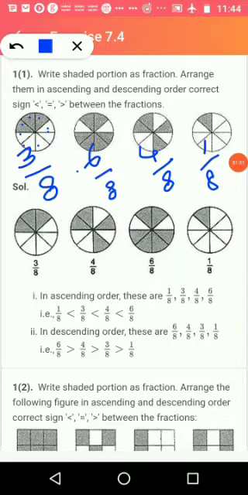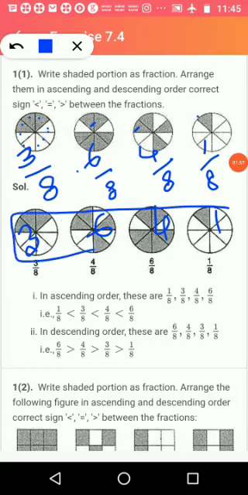So when we try to place this in ascending order, what do we do? We will compare the numerators. So which are the numerators? 1, 4, 6 and 8 are the numerators. Here the numerator is 3, here the numerator is 6, here the numerator is 4 and here the numerator is 1.